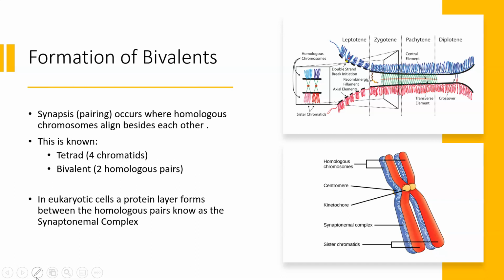You see in the picture at the top, you've got this filament that occurs between the 2 chromatids, that central element, okay, which keeps them aligned together. In eukaryotic cells, this protein layer forms between the homologous pairs, and we call that the synaptonemal complex.